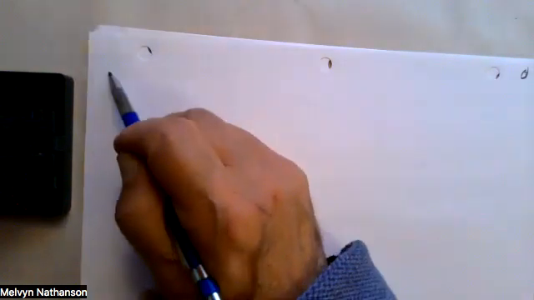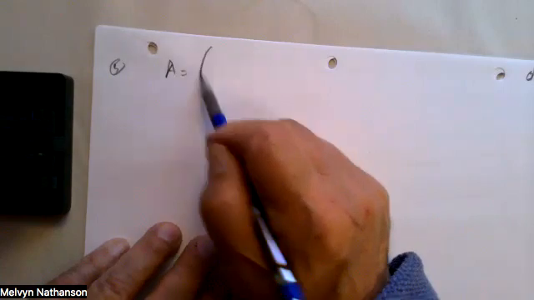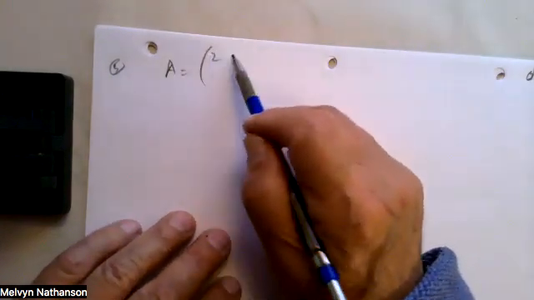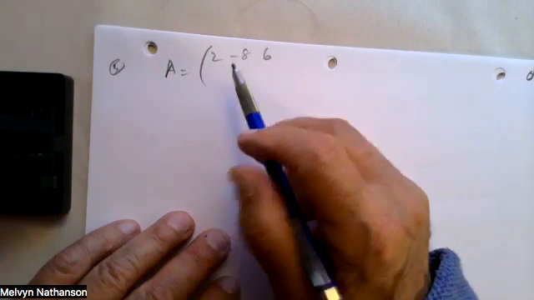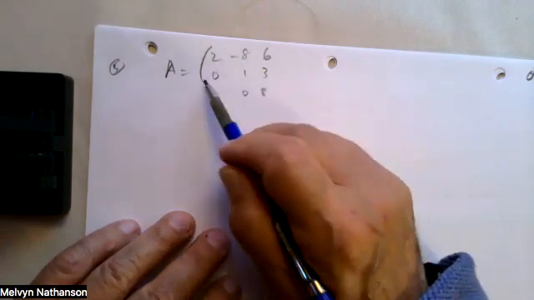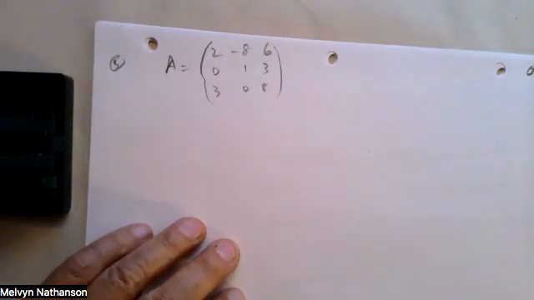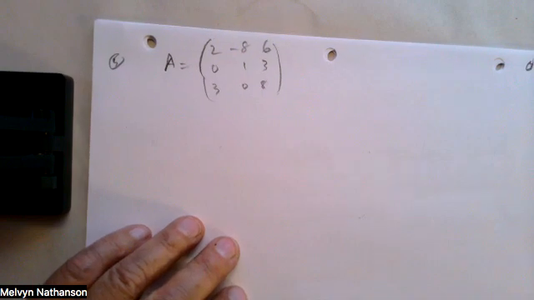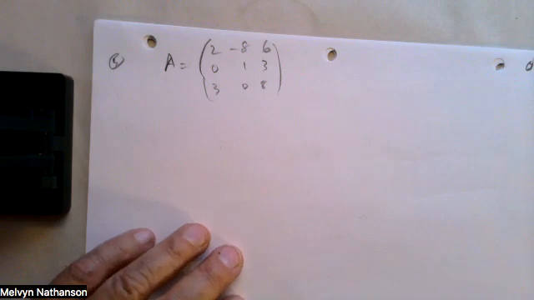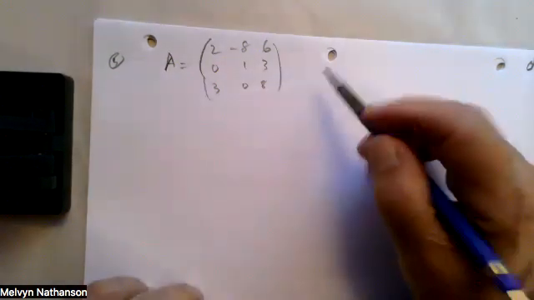5. The next problem on the homework starts with a 3x3 matrix A equal to 2, minus 8, 6, 0, 1, 3, 3, 0, 8. When we put this in reduced row echelon form, called the reduced row echelon matrix R, we want to find an S, which is a product of elementary matrices, such that SA equals R.